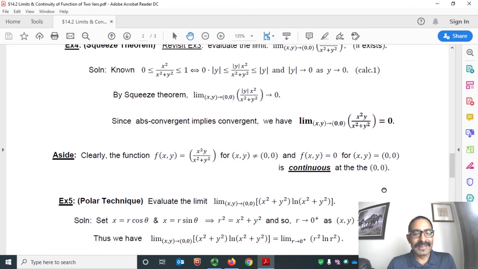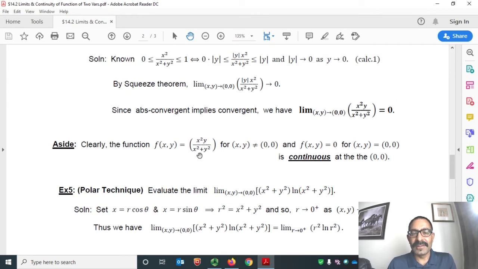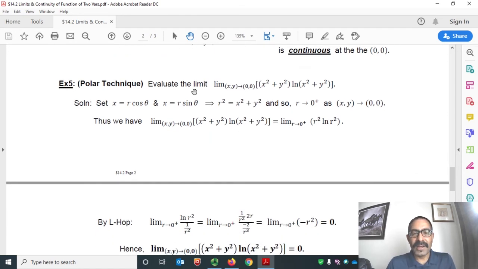Now, a quick aside. Clearly this function, if I define it piecewise, f equals x square y over x square plus y square for (x,y) not equal to (0,0), and f equals 0 for (x,y) equal to (0,0), is continuous at the origin. Great. Let's move on. This is example 5, a polar technique. Evaluate the limit of this function. The function is x square plus y square times natural log of x square plus y square as (x,y) goes to (0,0).